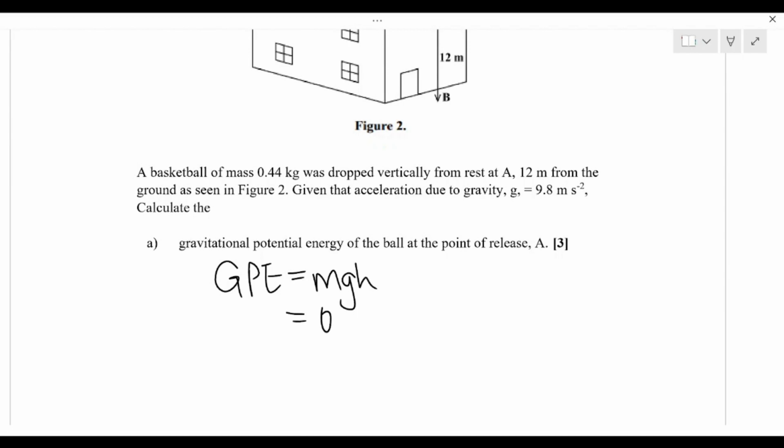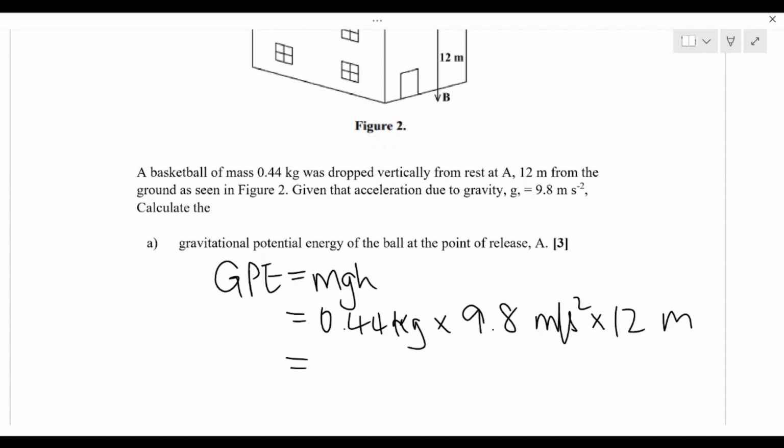We're told the ball is of mass 0.44 kilograms, that acceleration due to gravity is 9.8 meters per second squared, and that it is at a height of 12 meters. This gives us gravitational potential energy of 51.744 kilogram meters squared per second squared. Or 52 joules to 2 sig figs.